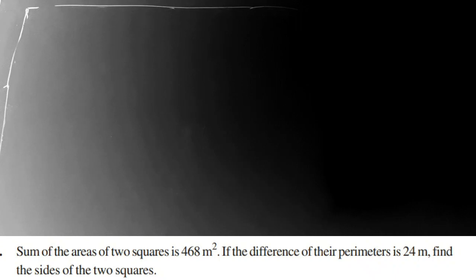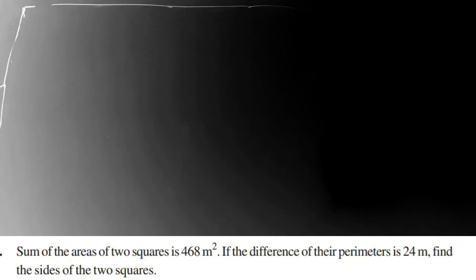Sum of areas of two squares is 468 meters square. If the difference of their perimeters is 24 meters, find the sides of the two squares. So the question is very simple. Sum of areas of two squares is given.